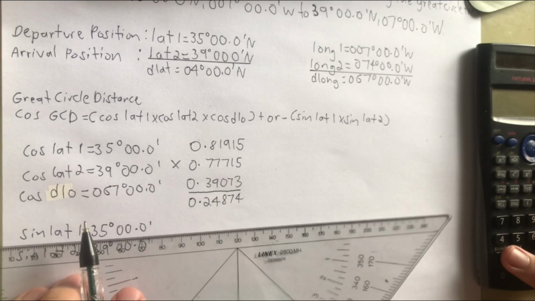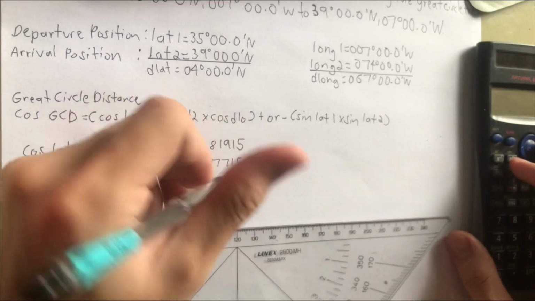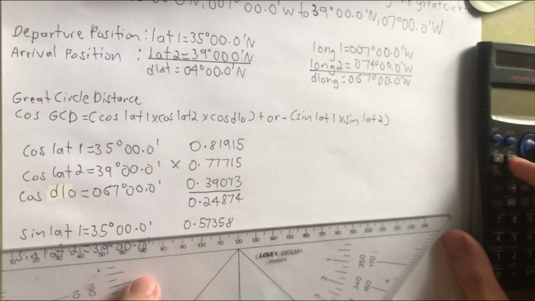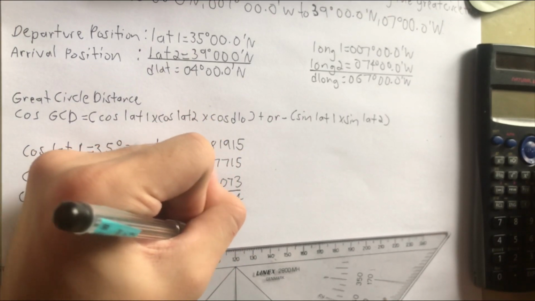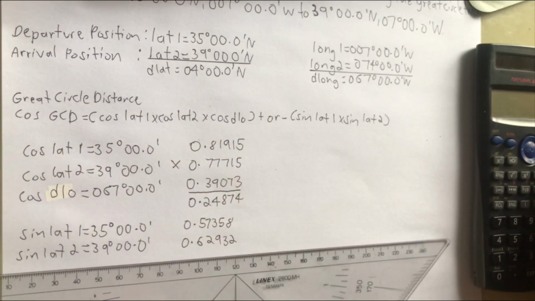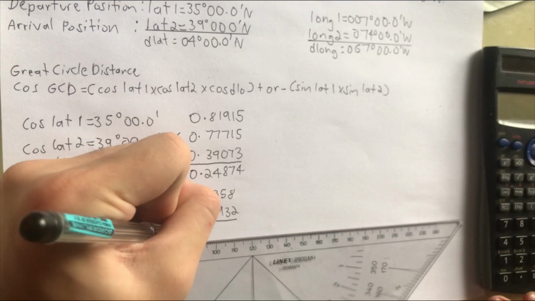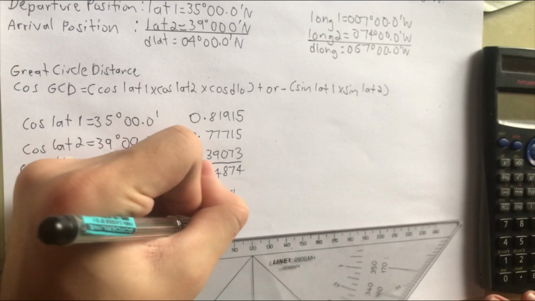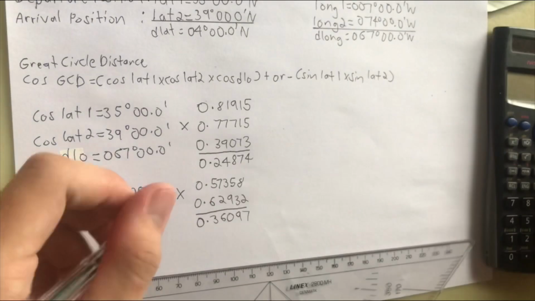Next we will solve sin lat 1, which is 35 degrees. If we compute it in the calculator, the answer is 0.57358. The next is sin lat 2, 39 degrees. If we compute in the calculator, the answer is 0.62932. The next is we will multiply 0.57358 to 0.62932 and the answer is 0.36097.